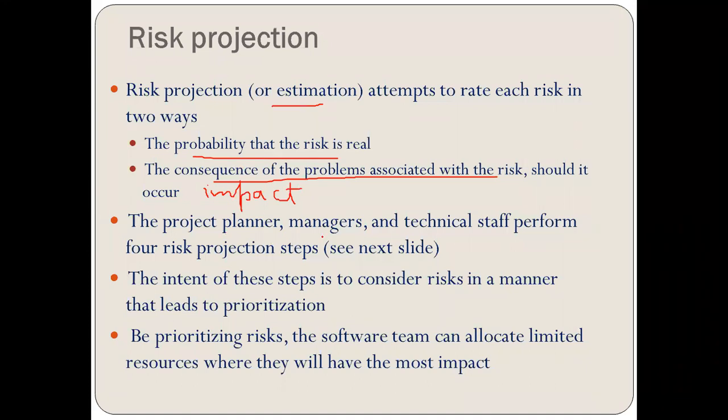The project planner, managers, and technical staff perform 4 risk projection steps, right? The intent of these steps is to consider risk in a manner that leads to prioritization. We are going to give the priority on the basis of these 2 parameters. By prioritizing risk, the software team can allocate limited resources where they will have most impact. That means wherever it has most impact, we can allocate the resources.